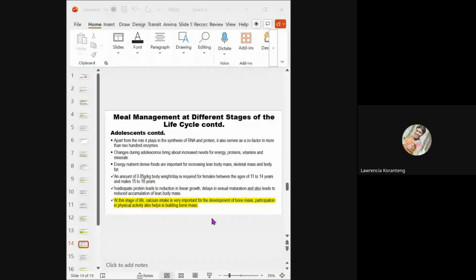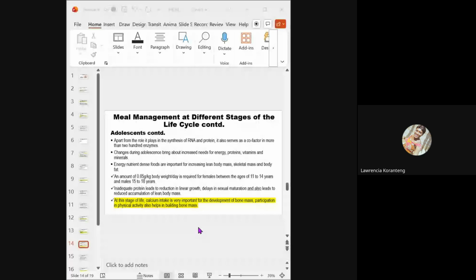Then we talked about the nutrient requirements during this stage, how much of nutrient that they need, why they need zinc, because zinc is a cofactor. We talked about their protein needs, their energy needs, their vitamin needs, because the girls will be menstruating, and for that matter, they need it the most.